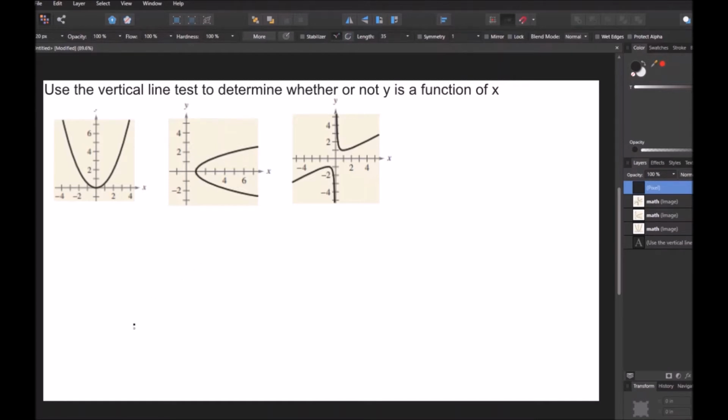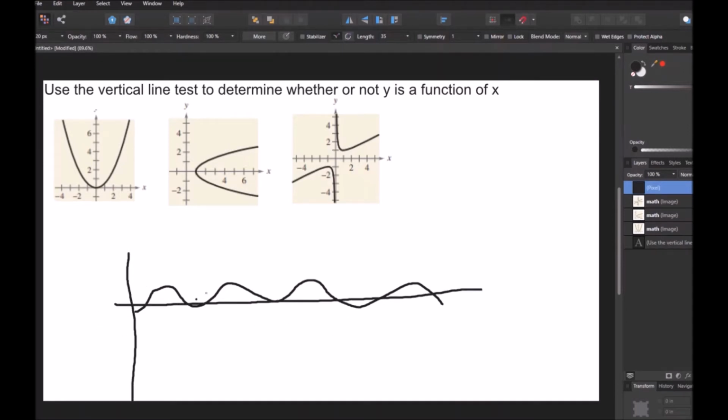It says if you have any graph, so I'll just draw like a sine graph, for example, right here. If you have any graph, these are your x and y axes. If I draw a vertical line at any point and it only intersects with the graph at one point, then it is a function. If it intersects at more than one point, then it is not a function. And if you think about it, that's basically just saying, does each input have only one output? It's just the definition of what a function is.